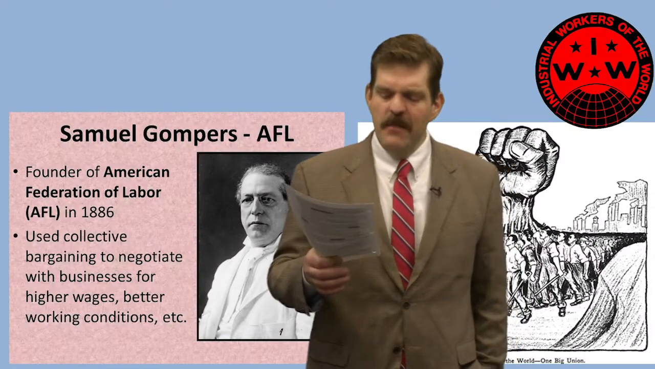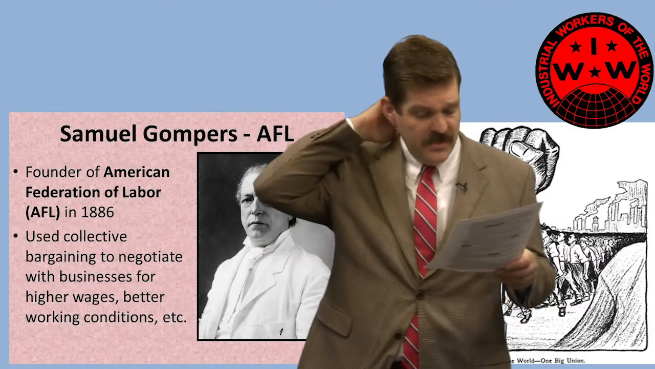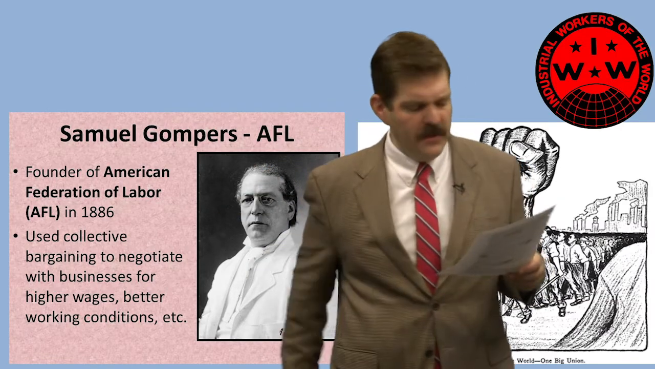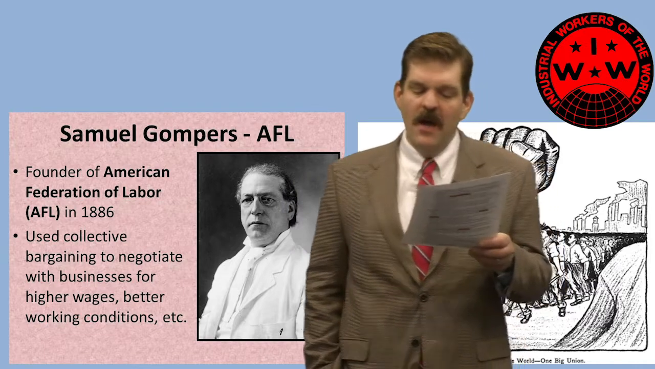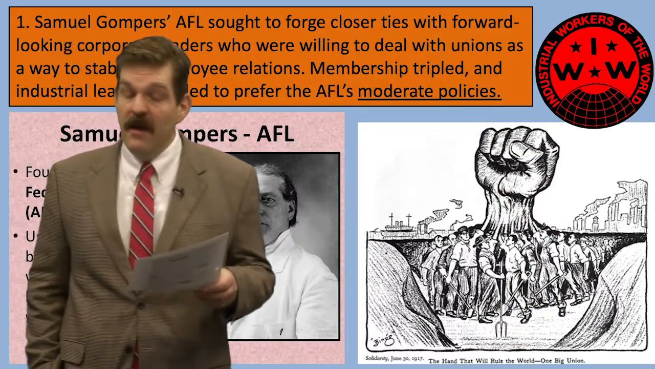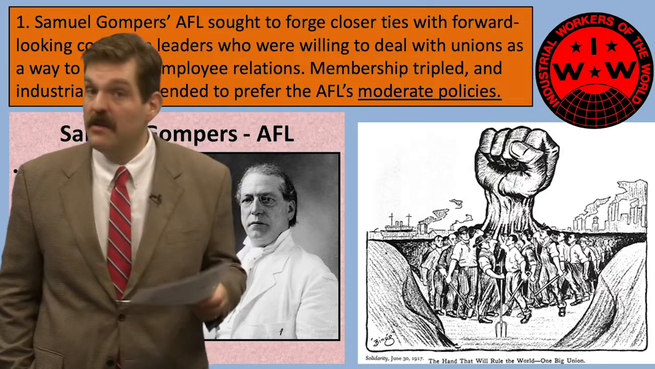Subpoint D. Samuel Gompers' AFL, the American Federation of Labor, sought to forge closer ties with forward-looking corporate leaders who were willing to deal with unions as a way to stabilize Americans' employee relations. Membership in the AFL tripled, and industrial leaders tended to prefer the AFL's moderate policies.